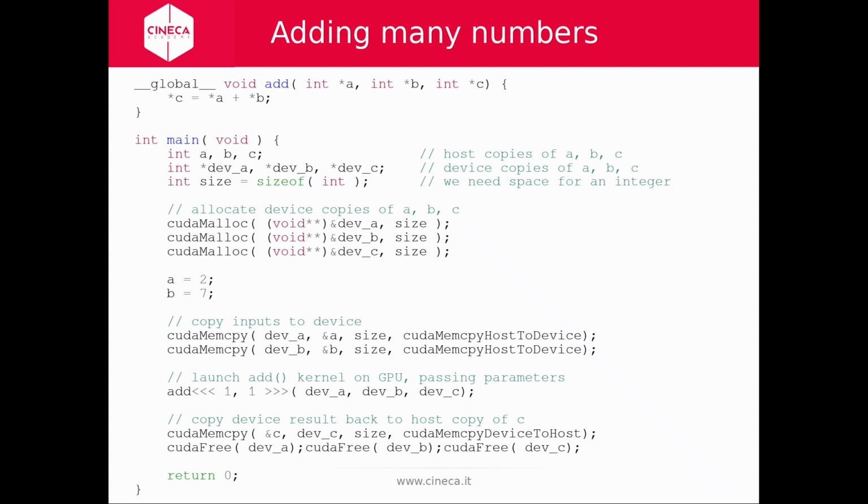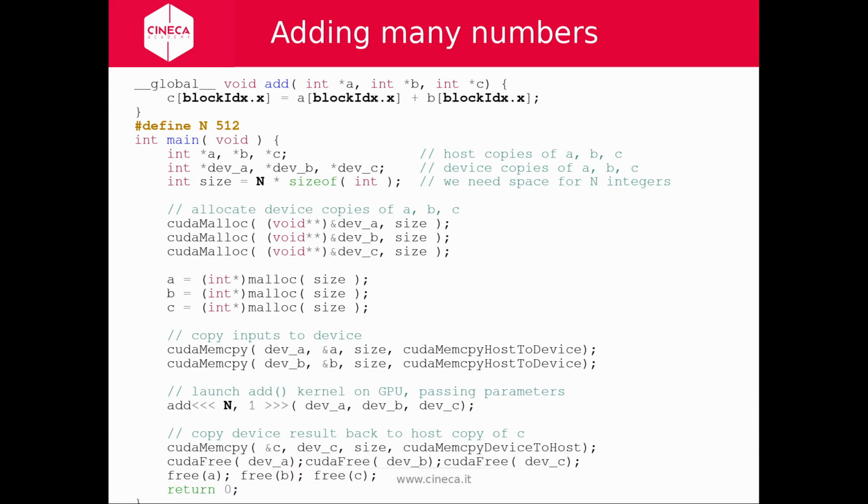Okay, so next question is how we have to change this for adding many numbers. I already introduced this. How do we set the number of blocks that we have? Like this. You see the funny brackets that you have here. By setting n here, we set the number of blocks that the GPU will create for us to execute this code. This is extremely important. Is it clear for everybody?